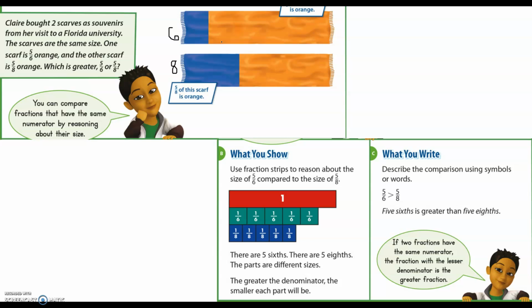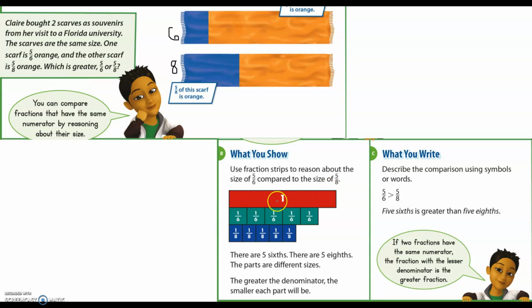Think about it if you're having to share a cookie cake with some friends. The more friends that you have to share it with, the smaller your piece is going to be. So we can use fraction strips to reason about the size of 5/6 compared to the size of 5/8.